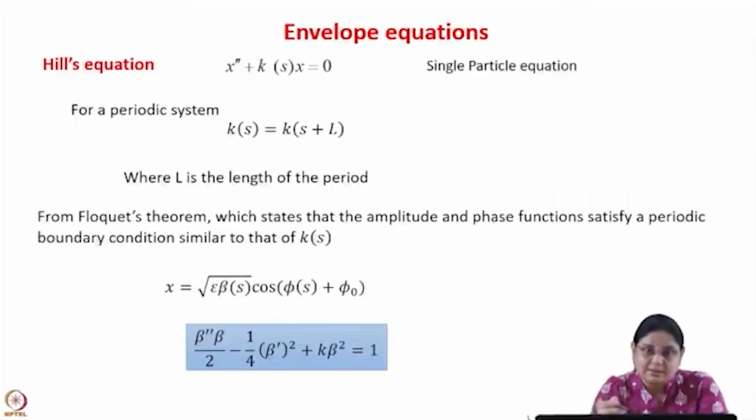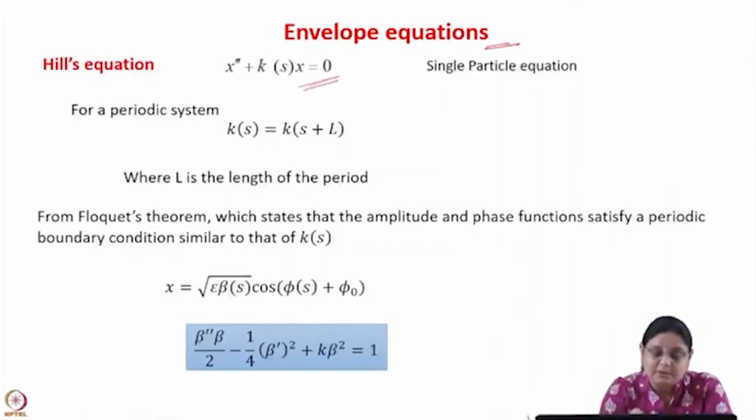Now let's come back to the envelope equation. We had derived the envelope equation from the single particle equation. So this is a single particle equation without space charge. Here Ks is the external force acting on the beam due to the quadrupole.